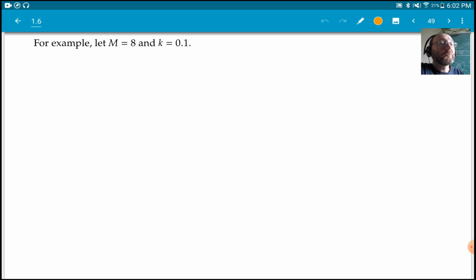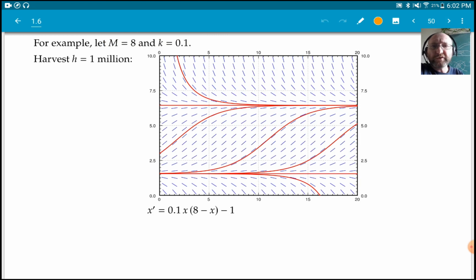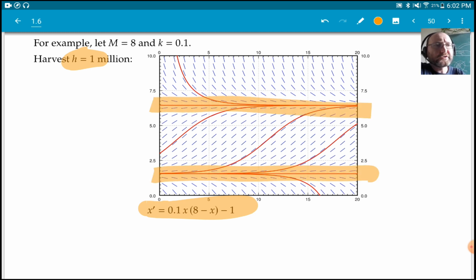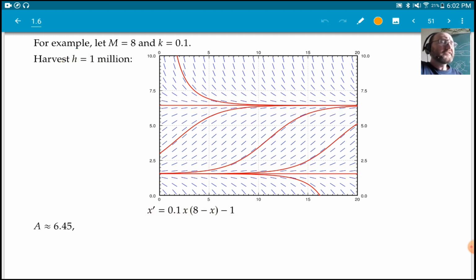Okay, so let's do an example. Let's suppose that M is 8 and K is 0.1 for simplicity, right? And let's suppose H is 1. So we have this equation out here, and this is what the slope field looks like. We have our two equilibrium solutions, and it looks very much like the standard logistic equation, but these critical points, these equilibrium solutions, are at slightly different places, right?